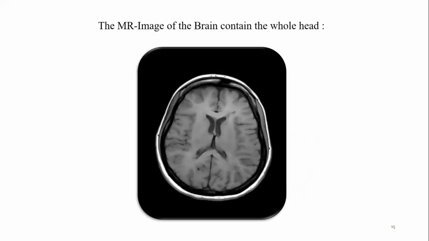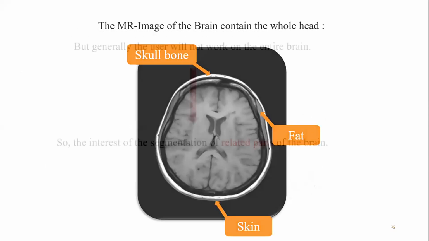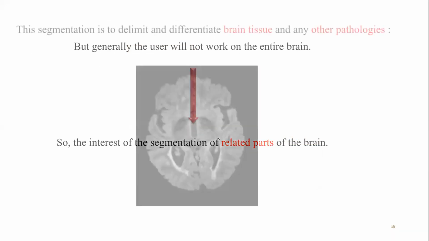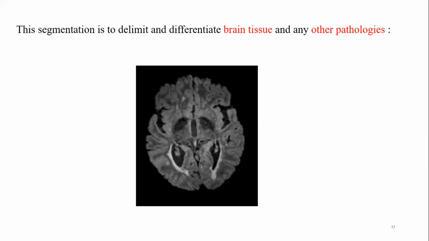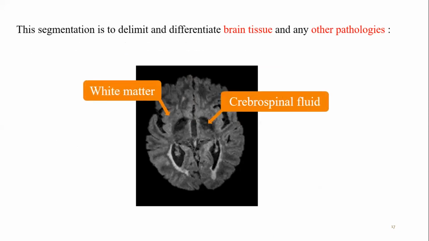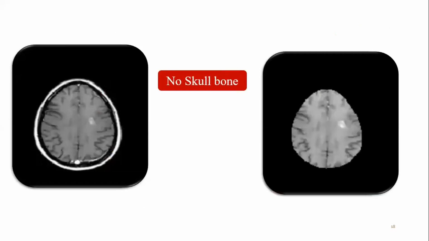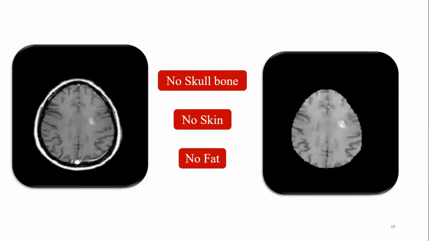Prerequisites were applied to the image, such as an automatic contrast adjustment and dynamic inversion in order to better localize the lesion, which will appear black with a white background. Here we have the source image, and here we have the adjusted image. The MR image of the brain contains the whole head, bone, fat. But generally, the user will not work on the entire head, so there is interest in the segmentation of the related part of the brain.